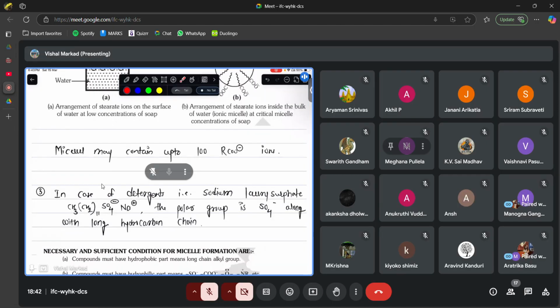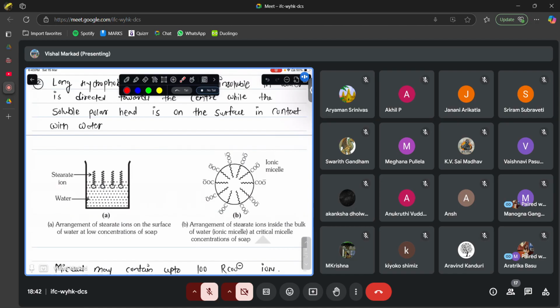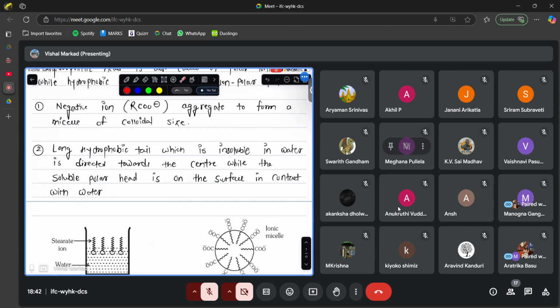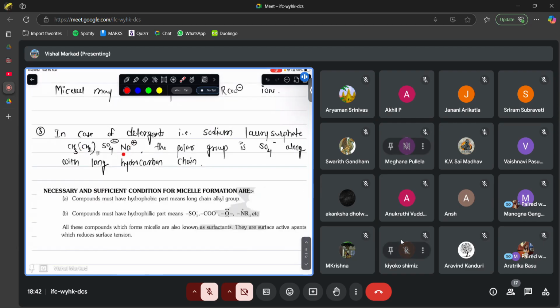Now, in the case of detergent, sodium lauryl sulfate, this is the formula. What is the polar group here? This is SO4 minus, because sodium is of no use. Like here, when we take soap, sodium is removed and only this part will be used. Here also it is the same thing; only the formula is different. When it dissociates, you will get SO4 minus. So this SO4 minus is the polar group, while this carbon chain is hydrophobic. Clear this thing?